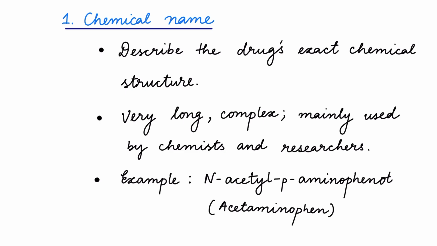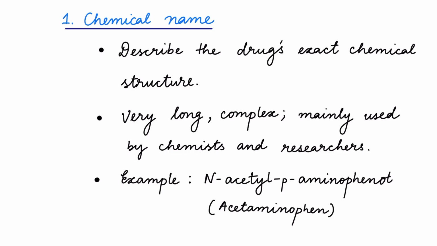Now, what do we understand by the chemical name? So the chemical name is the scientific name that explains the exact chemical structure of a drug. It uses complex scientific terminology, so it is usually understood only by the chemists, researchers, and scientists. Although it is the most accurate name, it is not commonly used in hospitals or pharmacies because it is too long.